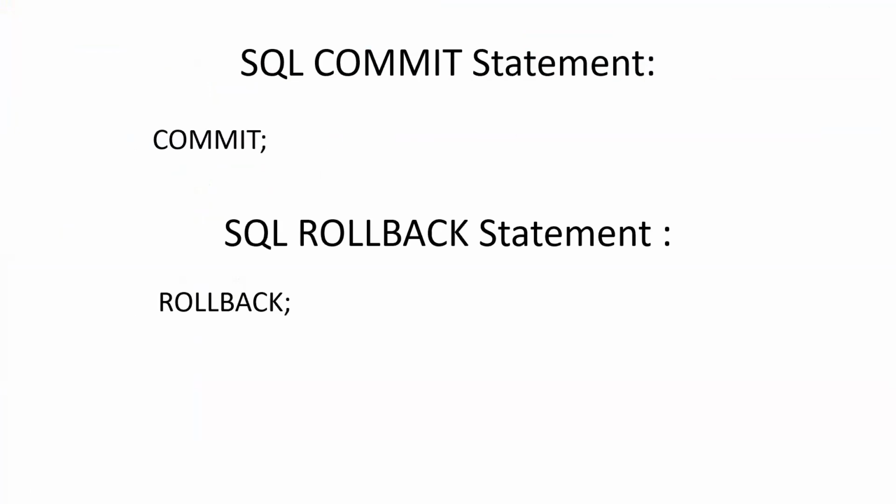The next commands which come up over here are commit and rollback. But currently, I will not be able to tell you much about these commands. The only thing which I can tell you over here is commit means to save and rollback means to undo. Commit, save, rollback, undo. We will be talking in detail about these commands when we will be working with transactions. Okay.